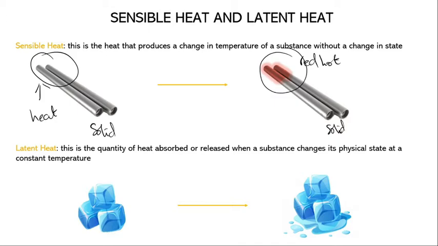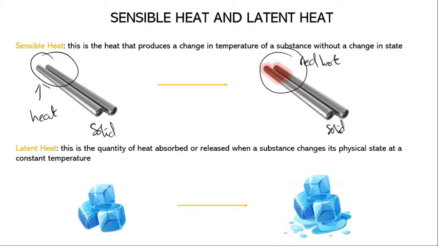Now, in the case where the heat applied to that particular substance is able to transform the substance from one state to another, then it becomes latent heat. So latent heat is the quantity of heat absorbed or released when a substance changes its physical state at a constant temperature. So we can have an example.